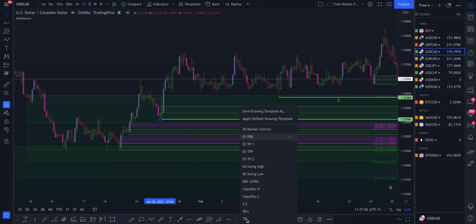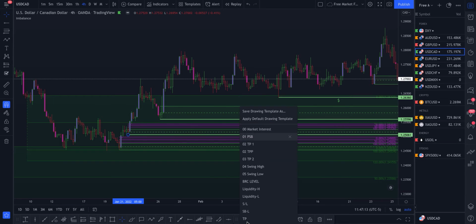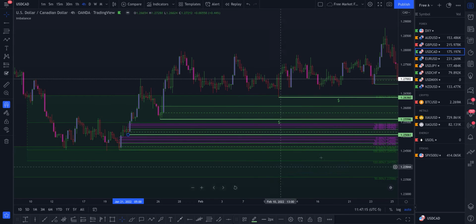Different areas we have liquidity at here that this market could drop down to. It's just some great buy trade setups here with liquidity, imbalance, and 4-hour zones.